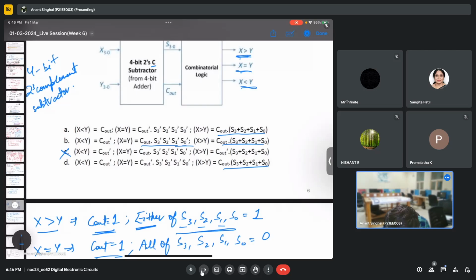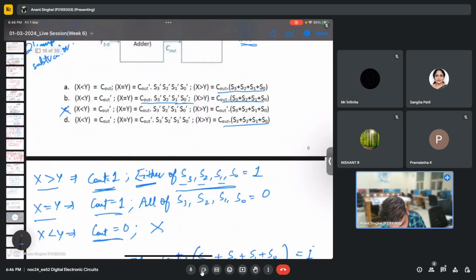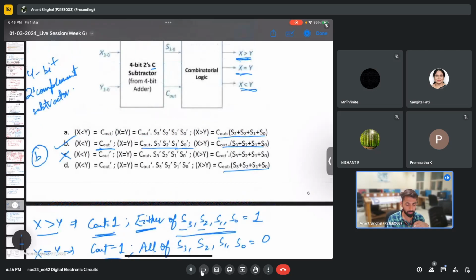And yeah, so I guess option B will be the correct answer. And then for the last, we have C out complement. Yeah, so option B will be the correct answer. So you need to learn these things, that how this 4-bit 2's complement subtractor work and what are the terminologies.